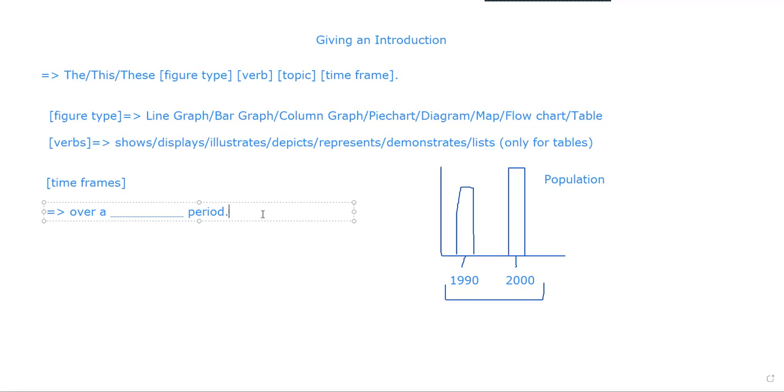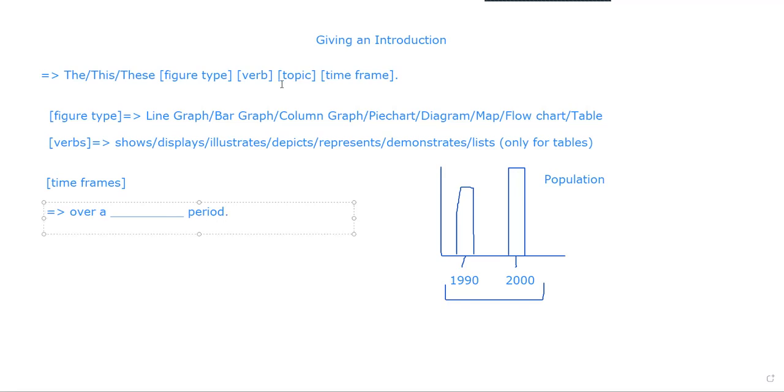Is that clear to everyone? Can you repeat, sir? You just put the entire duration of time that has passed in this blank. Over a 10-year period, singular, not plural. 10-year, not years. Exactly.